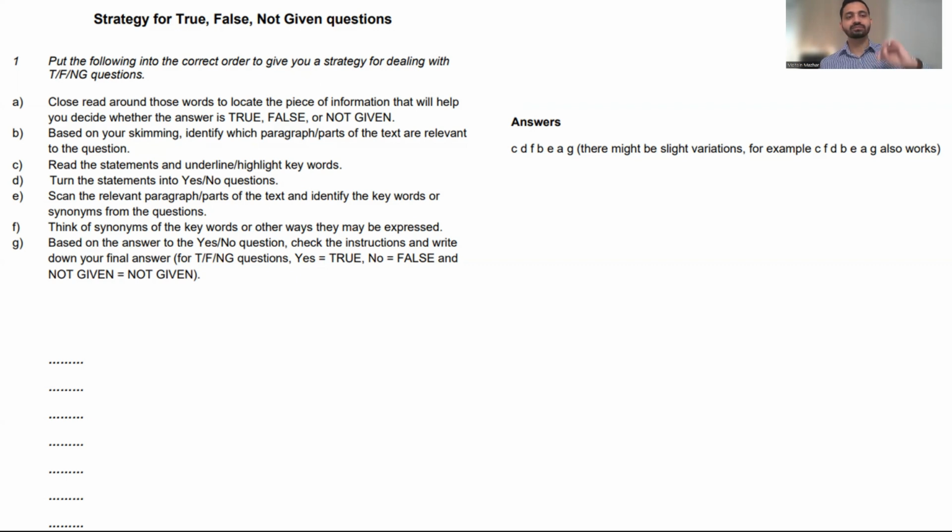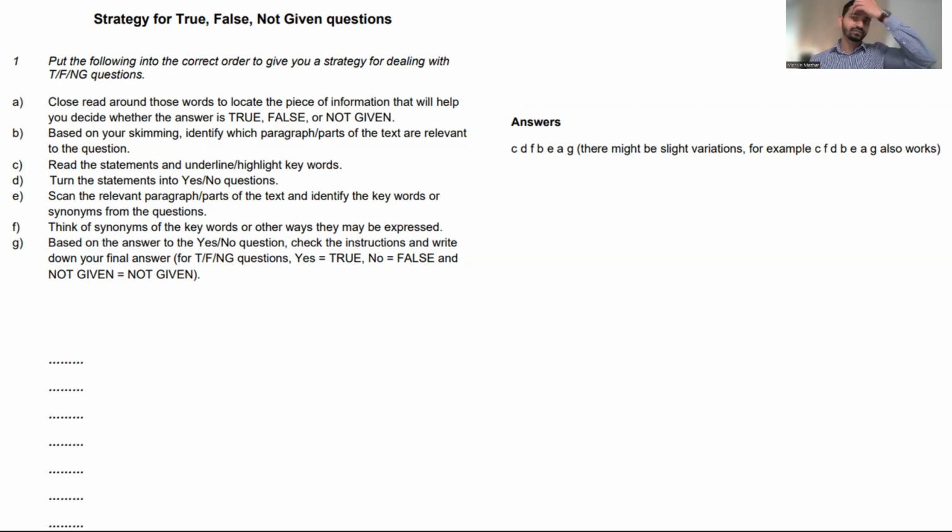And then you will go to step A, closely read around these words to locate the piece of information that will help you decide whether the answer is true, false, or not given. And then lastly, step number G: based on the answer to the yes or no question, check the instructions and write down your final answer: true, false, not given, or yes, no.